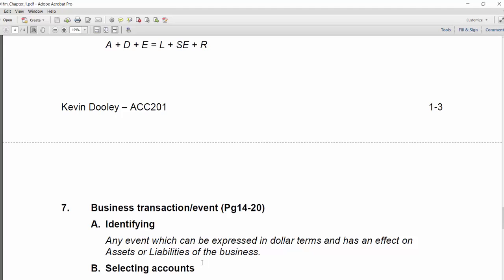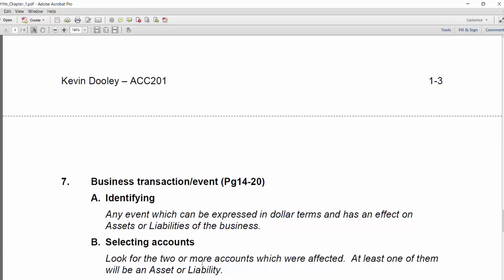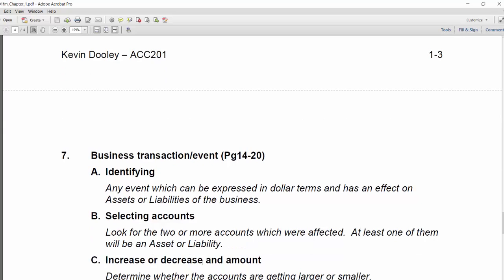Next, when you select accounts, you look for accounts that seem to have some kind of relationship to what's being described in the transaction description. And there'll be at least two accounts. And remember, at least one of them will have to be an asset or a liability. Both could be involved, but you will not have any transactions with neither involved.